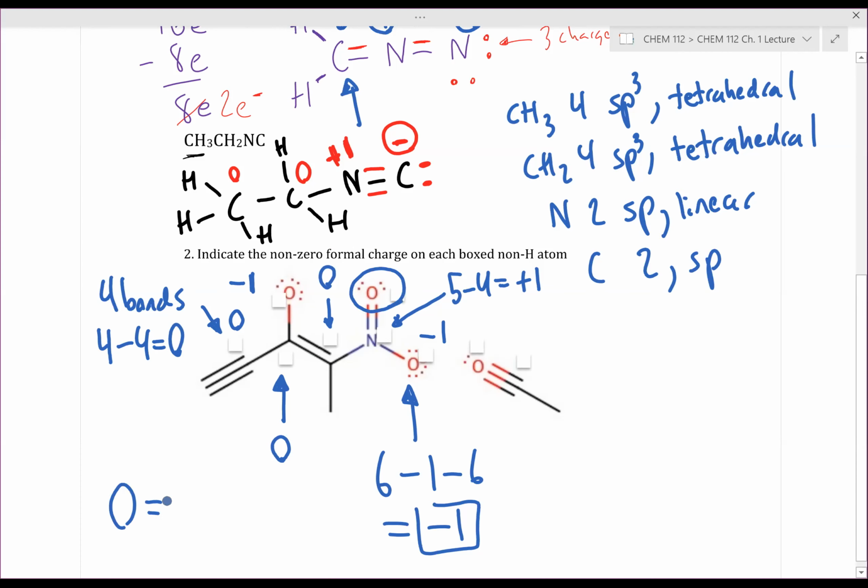So this top oxygen, what is our group number? 6, okay? How many bonds, how many lines are drawn to this oxygen? 2, okay? And how many lone pairs are on this oxygen? Let me rephrase. How many lone pair electrons? 4, yep. So that gives us a formal charge of 0. So this oxygen has a formal charge of 0. Perfect.